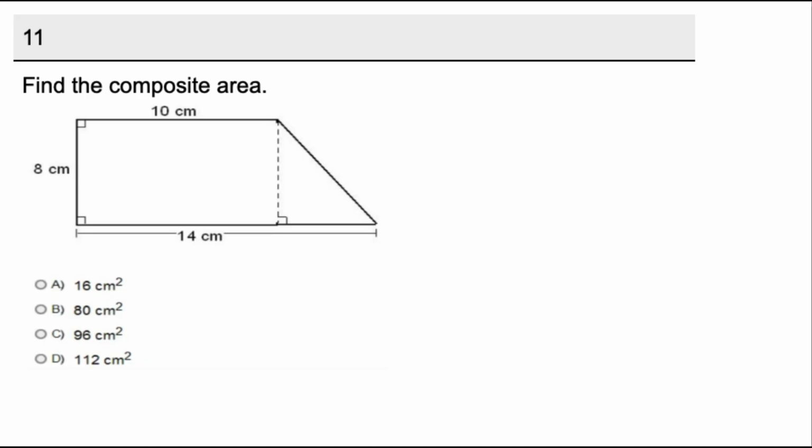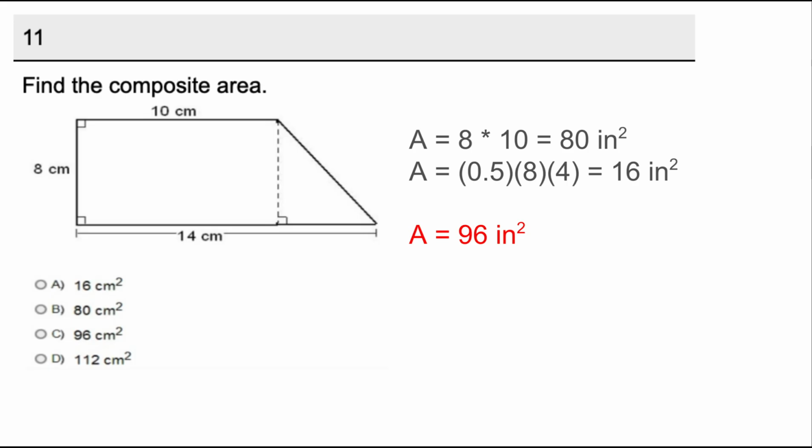Number 11, find the composite area of this shape. So first we're going to find the area of the rectangle, which is 10 times 8, 80. And then we'll find the area of this triangle. We know the height is 8, and 14 minus 10, the base is 4. And so therefore it's 1/2 base times height, 1/2 times 4 times 8 equals 16. We add them together for the composite area, and we have 96 inches squared. Oops, I should say centimeters.